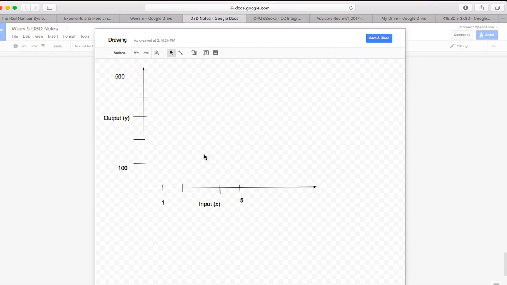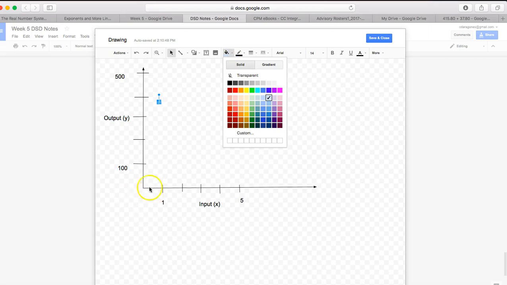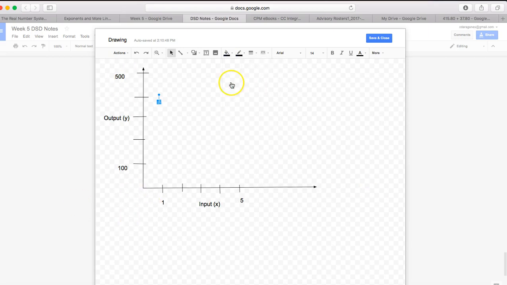So for me, my first point was at $378. So $378 is about over here, a little more than halfway between 300 and 400. So I'm going to have a point at 378.50. So again, you already have a graphing notebook. You really just need to create your X and Y axis and label them.